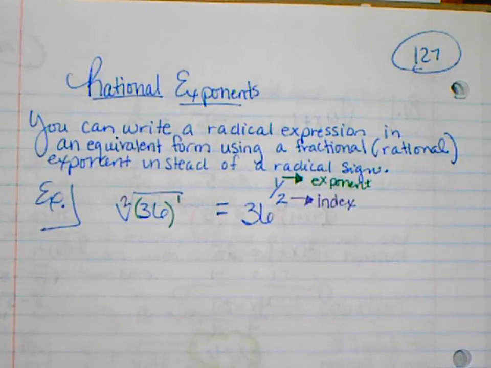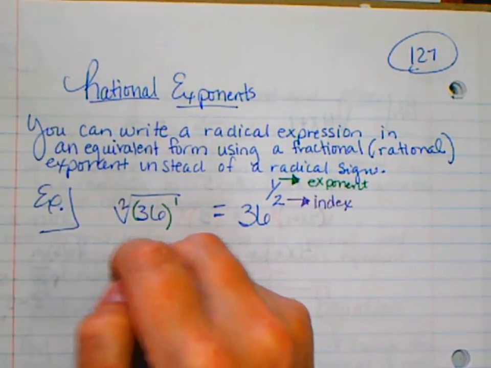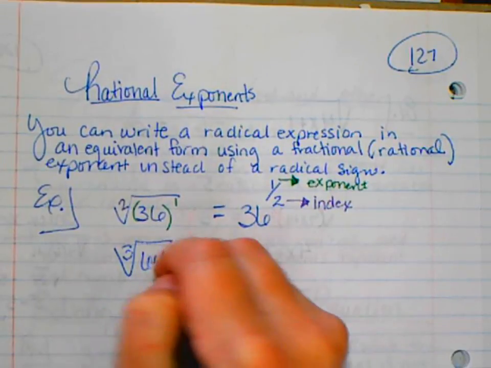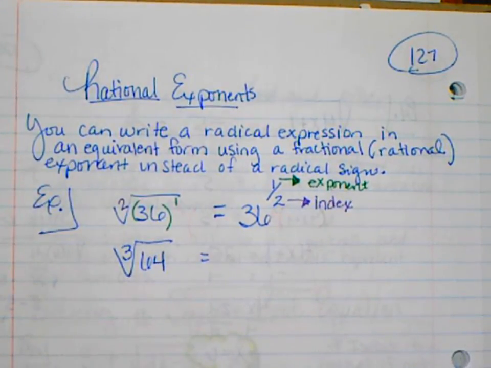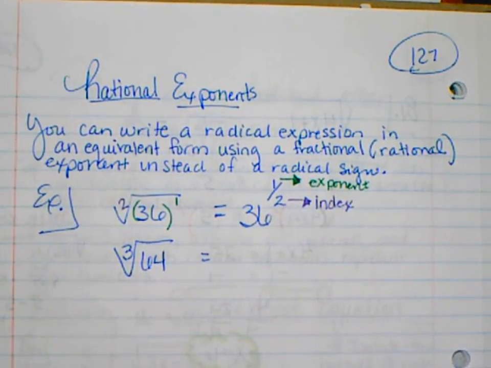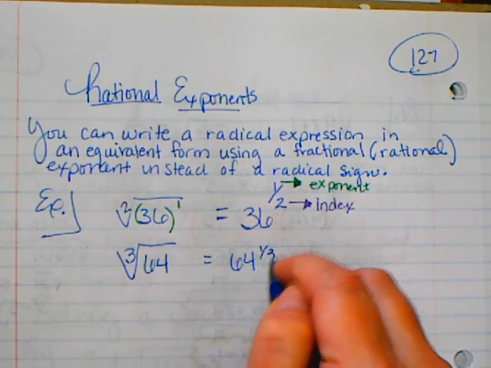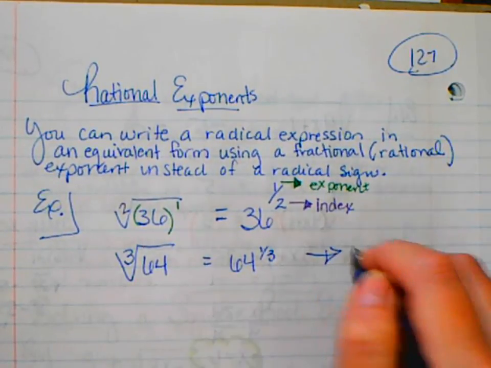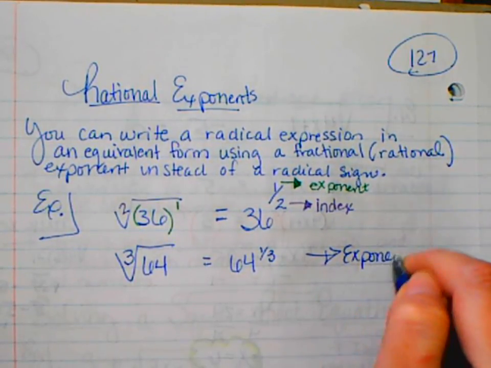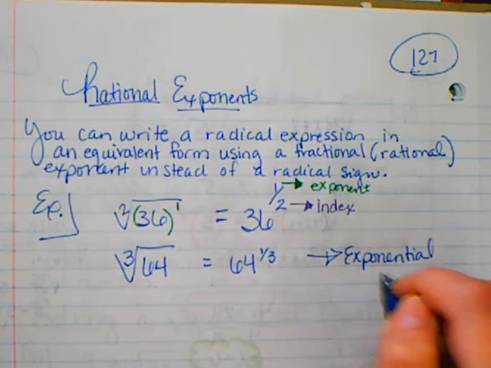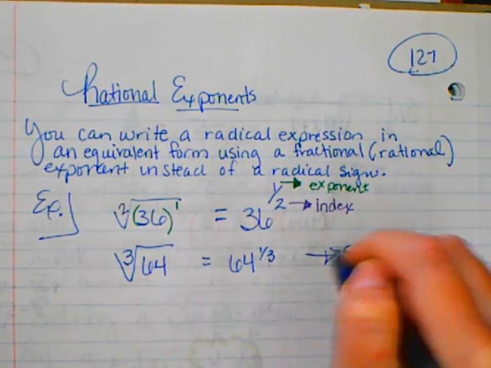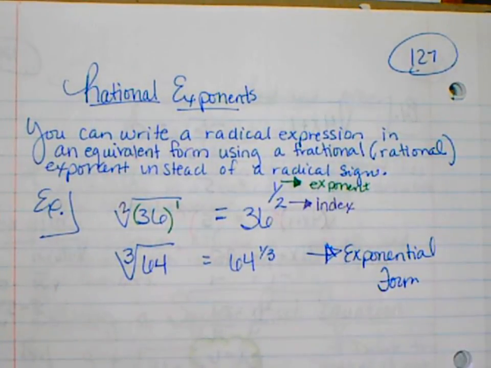Okay, so the cubed root of 64, what would that be? 8. I don't want to simplify it. I just want to write it in exponential form. It would be what? 64 to the 1/3. So that's called exponential form. The directions on your homework call it exponential form, so.